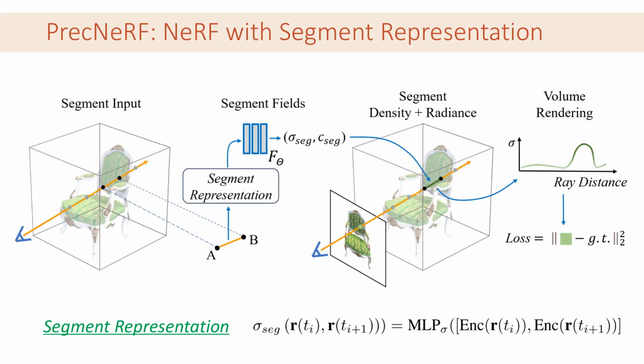This is the overview of our PrecNeRF pipeline. For a segment along a ray, we compute its representation by concatenating the encodings of its two endpoints, using either sinusoidal encoding as in NeRF or hash encoding as in NGP. This combined representation is then passed through an MLP network to obtain the integrated information of density and radiance for that segment, effectively learning a segment density field and a segment radiance field. Furthermore, the segment density and radiance are incorporated into the volume rendering process.